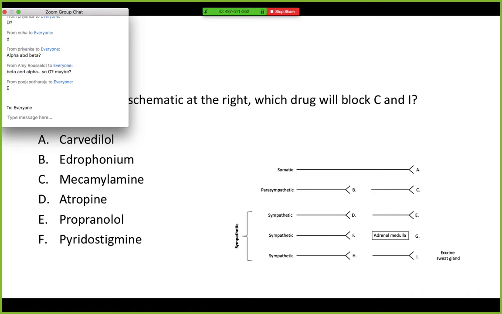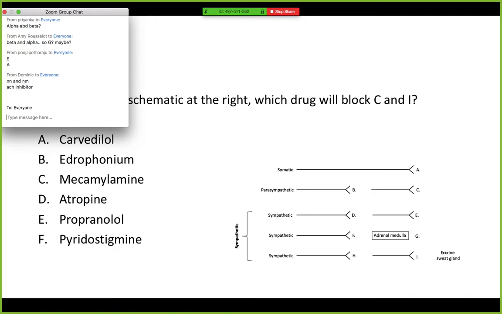What about edrophonium and pyridostigmine? What is their mechanism of action and where would they be working? Right, NN and NM. That's right. So anywhere, right, acetylcholinesterase inhibitor. So anywhere acetylcholine is.